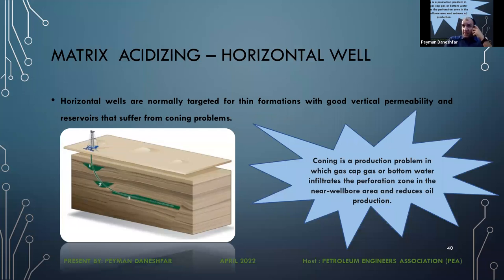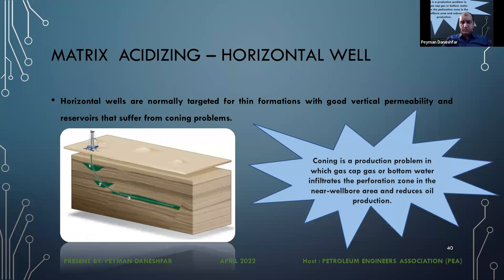You know, here, the matrix acidizing of a horizontal well. Guys, a horizontal well and a vertical well: all the parameters that you can see in a vertical well, you should consider in the horizontal well. But in a horizontal well, you should consider more parameters. Okay? And I think that all of you know the difference between the vertical and the horizontal well.